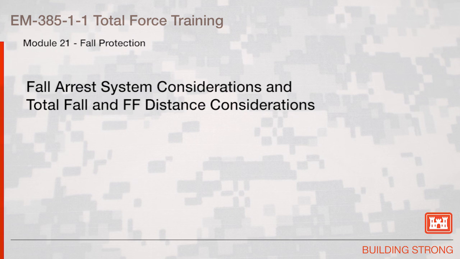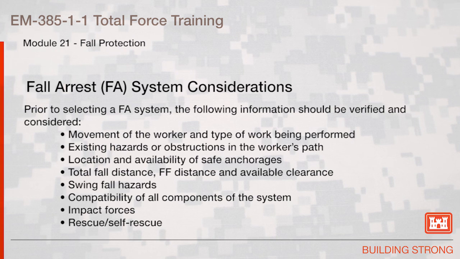Fall arrest considerations and total fall and free fall distance considerations. Prior to selecting a fall arrest system, the following information should be verified and considered: movement of the worker and type of work being performed, existing hazards or obstructions in the worker's path, location and availability of safe anchorages, total fall distance, free fall distance and available clearance, and swing fall hazards, compatibility of all components of the system, impact forces, and rescue or self-rescue considerations.